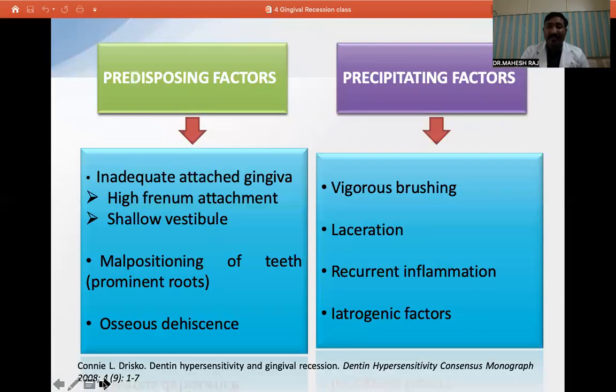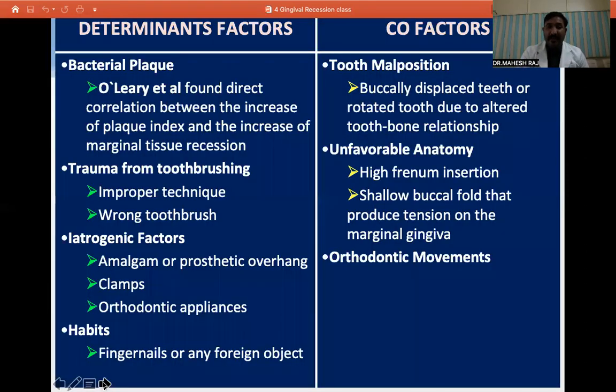So what is the etiology of recession? What are the causes? Mainly, they told us there are two factors, predisposing factors and precipitating factors, and two more factors, the cofactors and determinant factors. The first one is predisposing factors. It is inadequate attached gingiva. Why is this inadequate? Because of high frenal attachments or a shallow vestibule. Then the malpositioning of the teeth, especially prominent roots and osseous dehiscences. And precipitating factors: vigorous brushing, lacerations, recurrent inflammations, and iatrogenic factors.